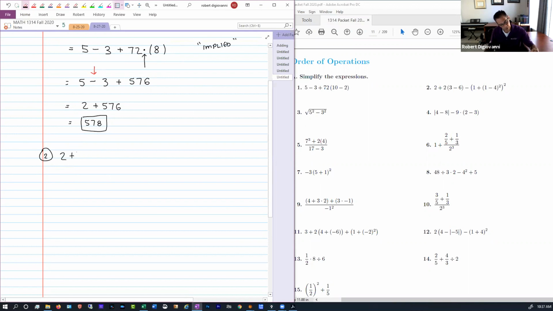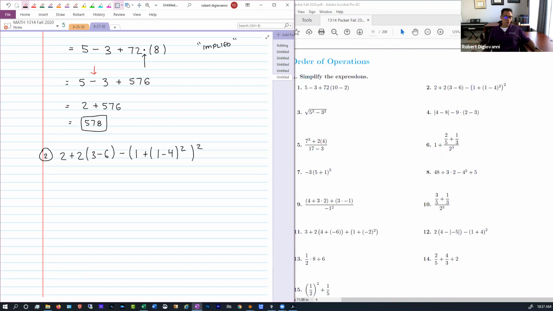2 plus 2 parenthesis 3 take away 6, minus parenthesis 1 plus another parenthesis 1 minus 4 close parenthesis, a squared, and another parenthesis squared. My goodness. All right, so this looks terrible, doesn't it? We've got all these parentheses here.